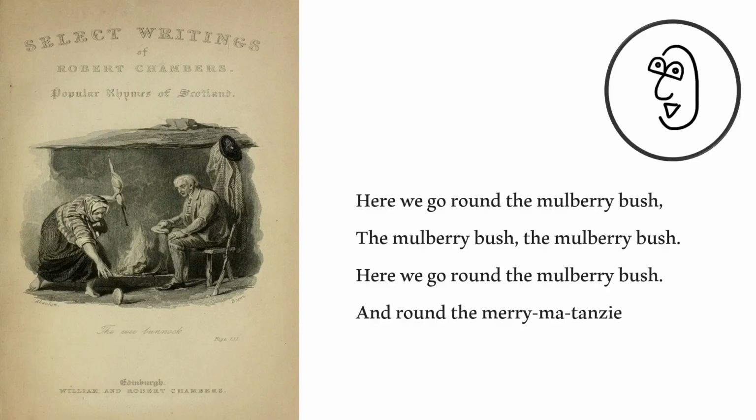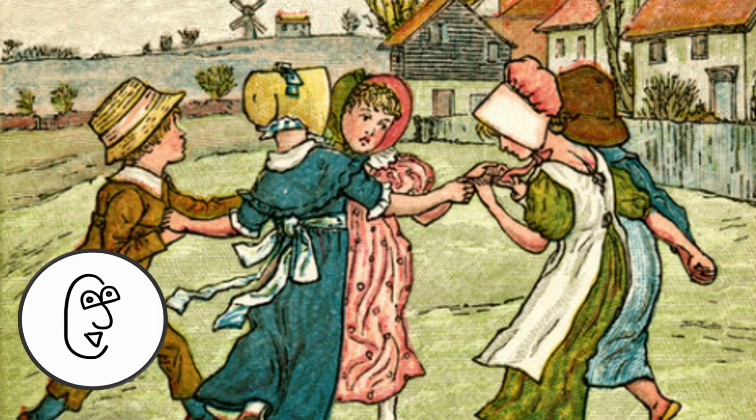The most important difference between this early version and the one we know today is in the final line, and around the merry Matanzee. The Matanzee turns up quite a few times in Scottish rhymes and jigs, and if you'll indulge me for a moment, we'll go down a rabbit hole and find out what is a Matanzee and what makes it so merry. There's actually a lot of conjecture about a Matanzee.